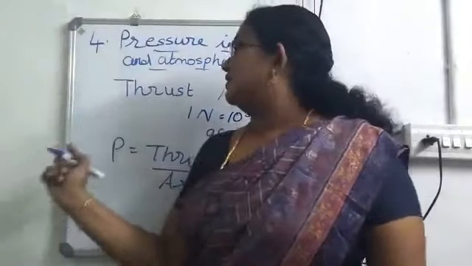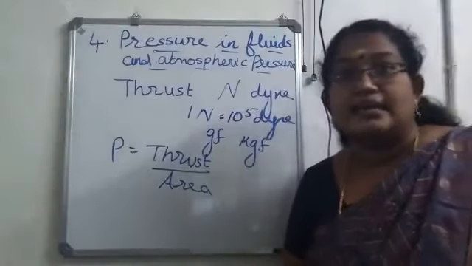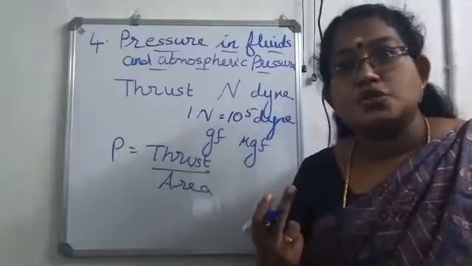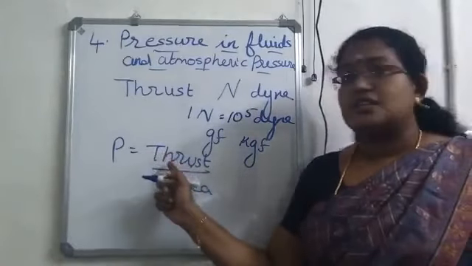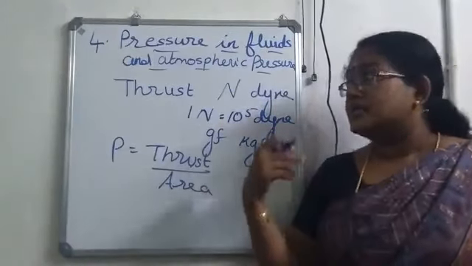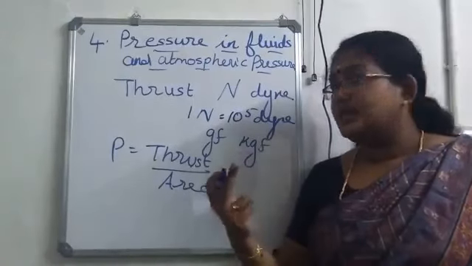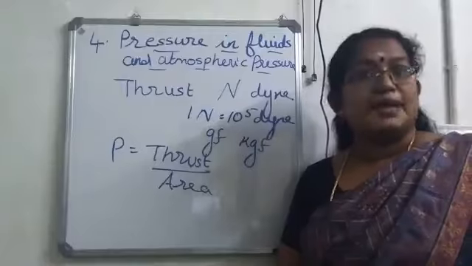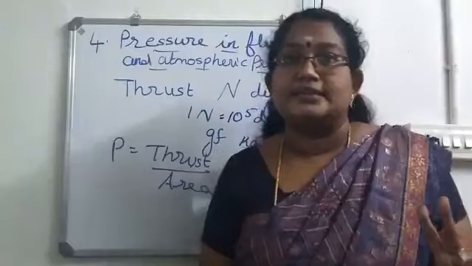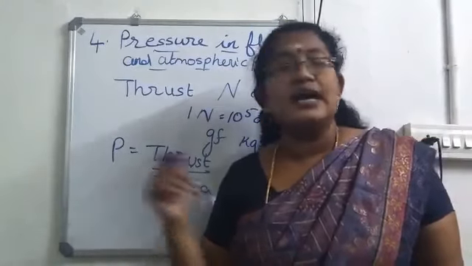So from here it is clear that pressure depends on two factors. Which are the two factors? Thrust and area, isn't it? When thrust increases, what happens to the pressure? Pressure also increases because thrust comes in the numerator. Similarly, area is in the denominator. When area increases, pressure decreases, isn't it? So pressure is directly proportional to the thrust and inversely proportional to the area.